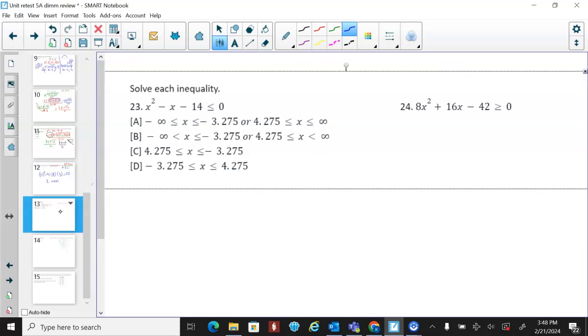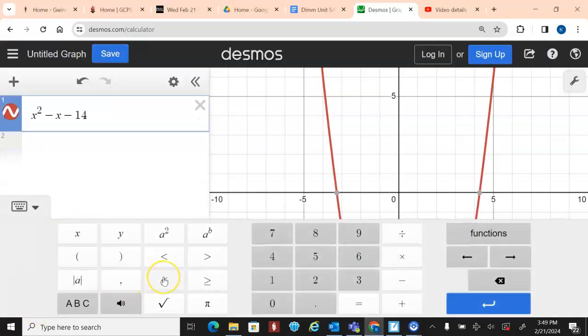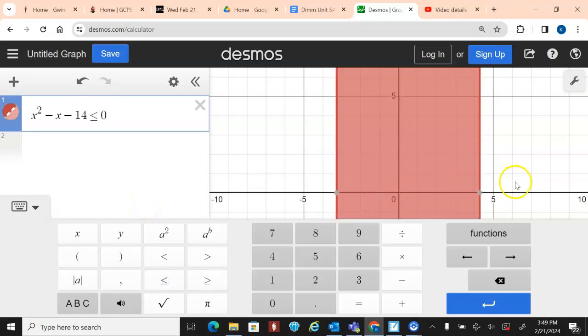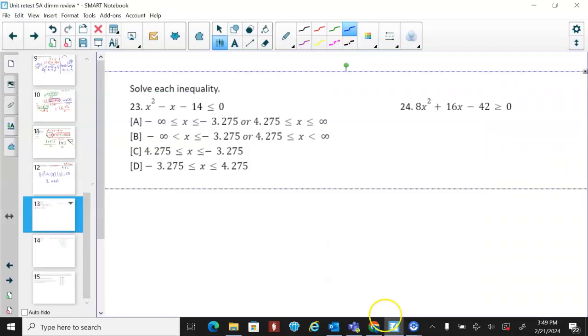All right, this is an inequality, so we're going to graph that just to make sure we got it correctly. I put it in Desmos as x squared minus x minus 14 less than or equal to 0. It will graph it here for you guys. Here are your points, and it is in between the points. So what does that mean? That means A and B do not belong. It is in between the points, so it has to be C or D.